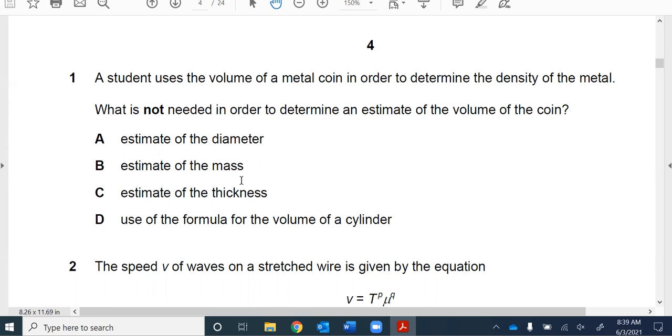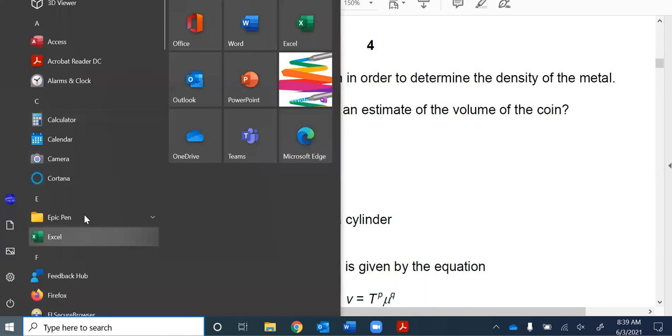Estimate of the diameter, estimate of the mass, estimate of the thickness, use of the formula for the volume of a cylinder. Well, if we're calculating the volume of the coin, we're going to say it's cylindrically shaped, and we need to know the diameter for the radius, so we need to know the height of it, right? So it's pi r squared h. So let me grab my writing tool and spell this all out so it's a bit more clear.